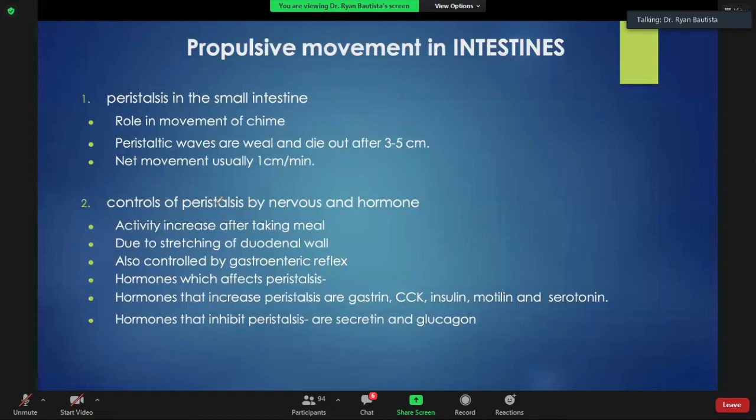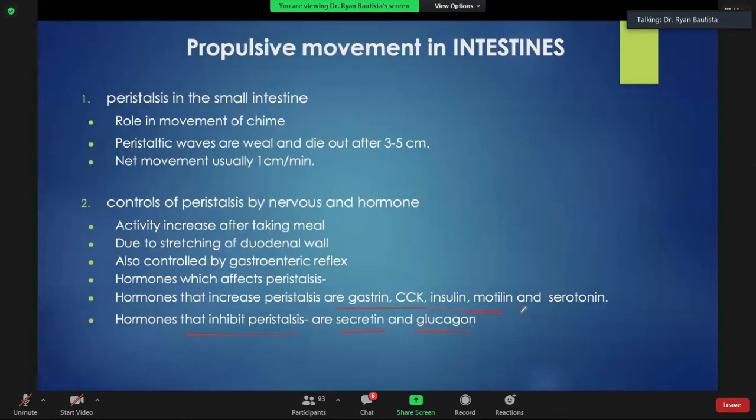What controls the peristalsis? The nervous and hormonal secretions of your GIT. What are those? Activity increases after taking a meal, as the presence of food will stretch it, right? Due to the stretching of the duodenal wall, it is also controlled by your gastroenteric reflex and your hormones, which affect the peristalsis. Hormones that increase the peristalsis of your small intestines are this one. Hormones that inhibit are your secretin and glucagon.